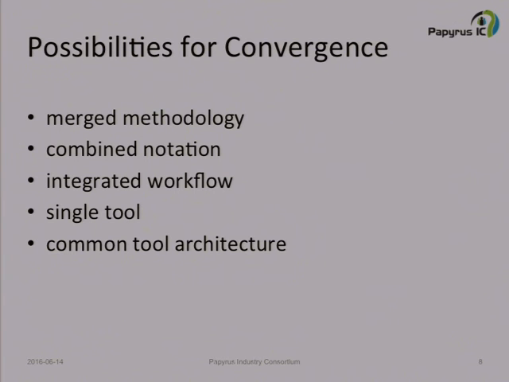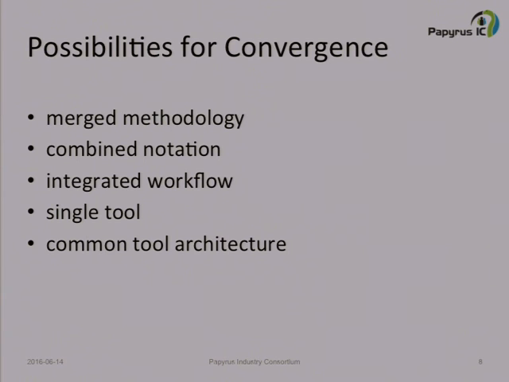There's some possibilities for convergence. So this presentation is really kind of an early version of a presentation that will ultimately help with providing further guidance to engineers in choosing a methodology and choosing a tool set. But along the way there's been questions about, what can be common between Papyrus RT and Papyrus for xtUML? Should we merge the methodologies? Combine the notations into one giant notation, integrate the workflows into a single tool?